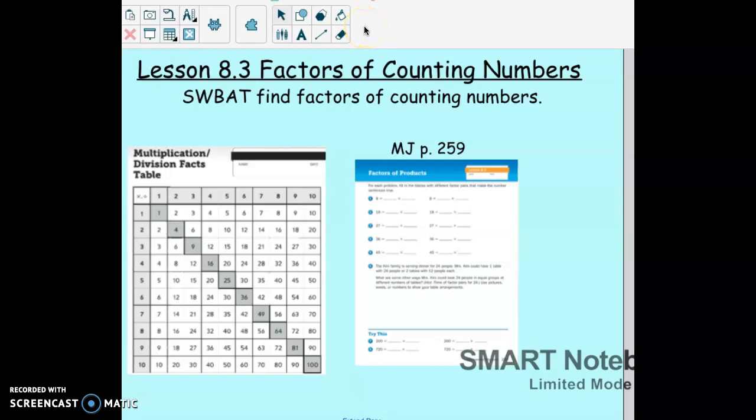Hello and welcome to Lesson 8.3, Factors of Counting Numbers. Today you'll be able to find factors of counting numbers. You're going to need a copy of the Multiplication and Division Facts table, as well as Math Journal page 259.